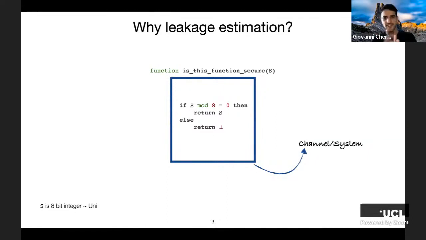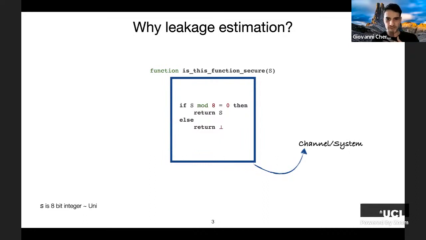So let's stick to this very simple example of a computer program. Now this program takes as input some secret value, and it returns, if the secret value is a multiple of 8, then it returns the secret value itself. Otherwise, it returns some garbage output. Now, the question in leakage estimation is exactly, is this function or is this computer program secure? And you might observe that in this particular case, 1/8 of the time, the secret is revealed.